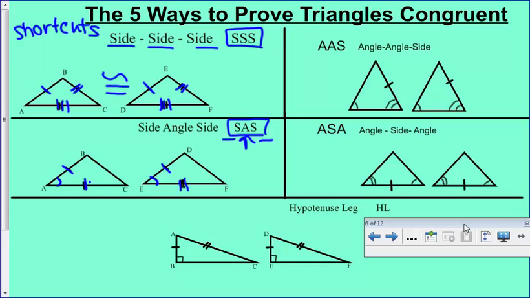All right? We don't know anything about side B, C, or DF, but that's okay. As long as we have these 3 things marked, we know that those 2 triangles are congruent.